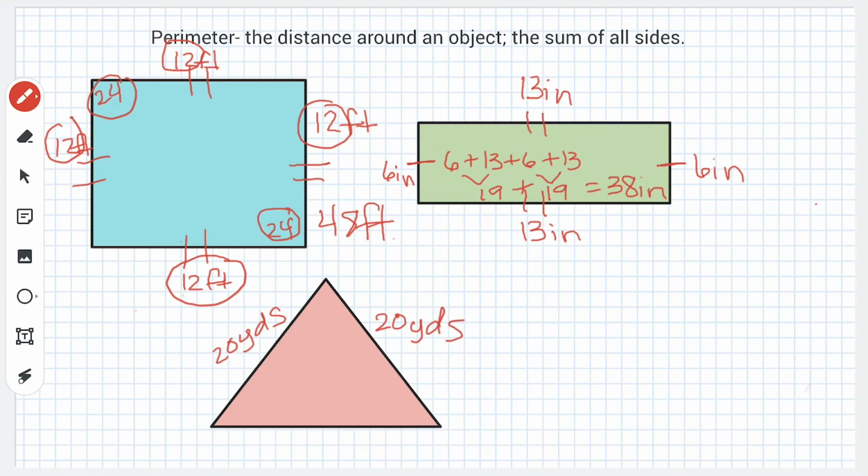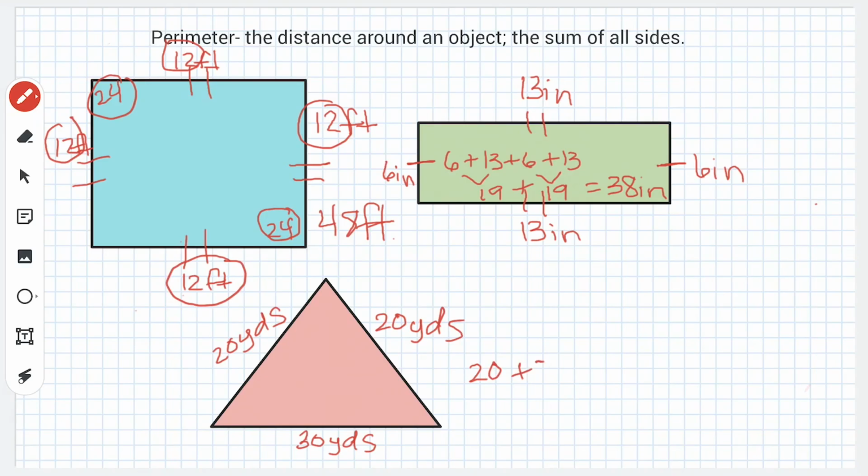And I have one side with a length of 30 yards. How am I going to find the perimeter, the distance around the triangle? You got it, I'm going to add. So let's add these sides together.